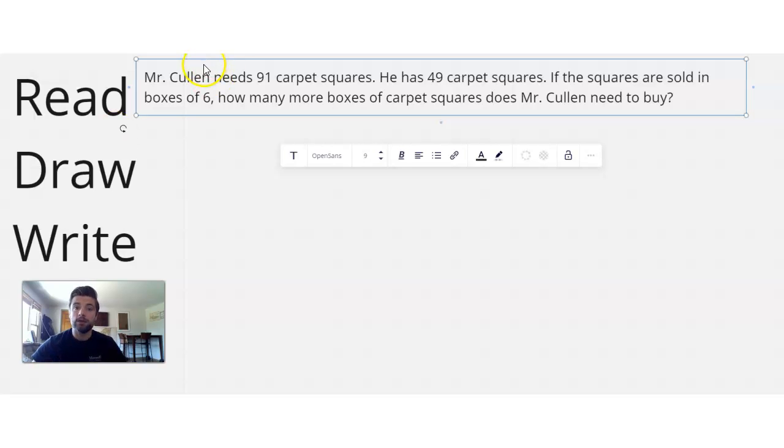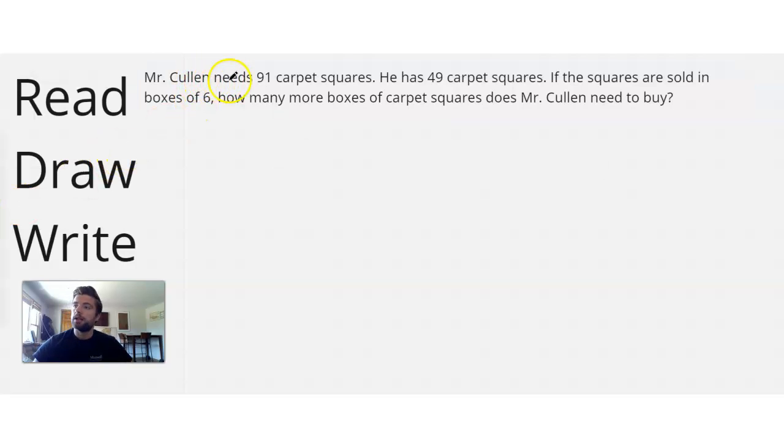So first thing we're going to do is read it. Mr. Cullen needs 91 carpet squares. He already has 49. If the squares are sold in boxes of 6, how many more boxes of carpet squares does Mr. Cullen need to buy?